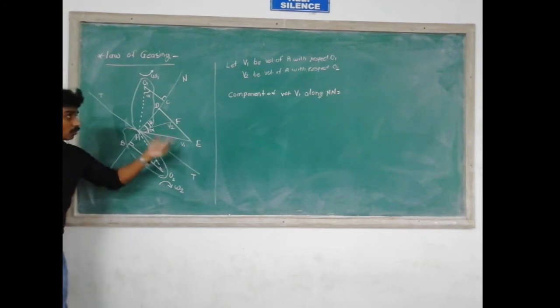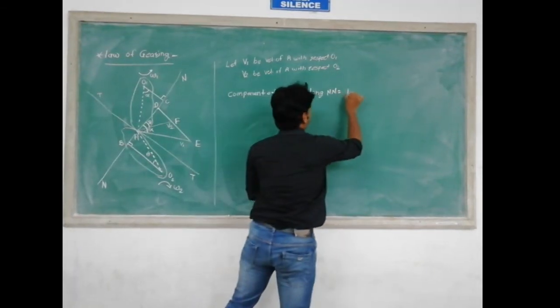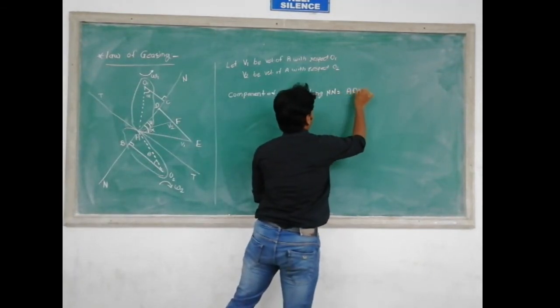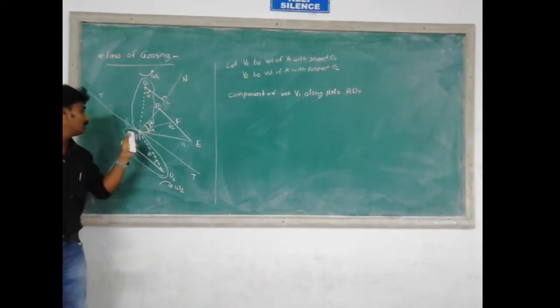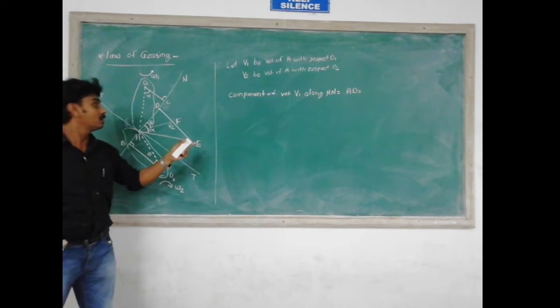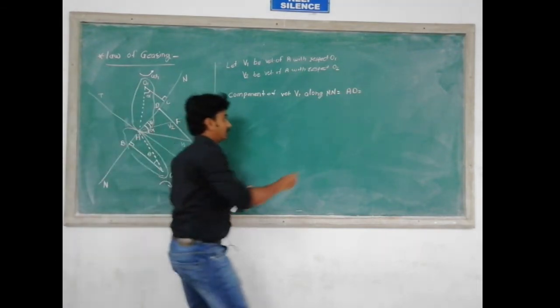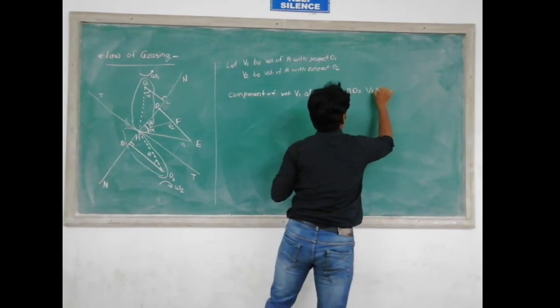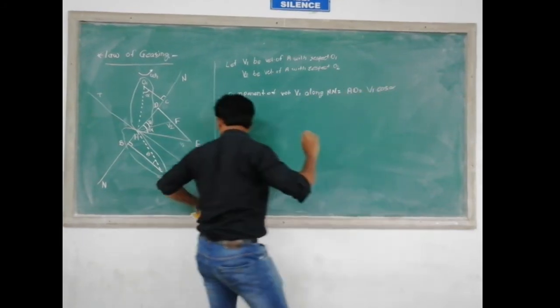What is the component of velocity? The component of this velocity along this line is AD, and if we consider the triangle ADE, AD is equal to V1 into cos of alpha.